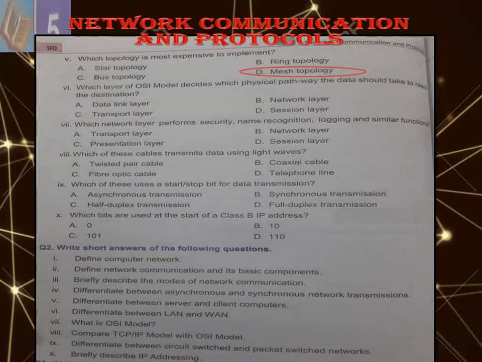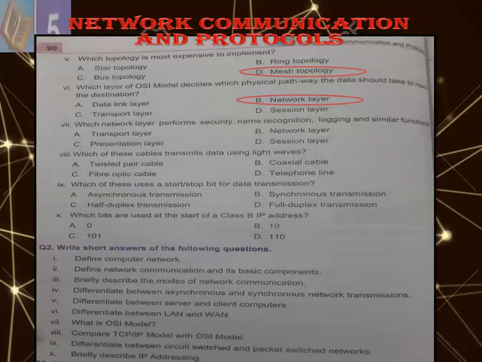Then, which layer of the OSI model decides which physical path the data should take to reach the destination? Data link layer, network layer, transport layer, or session layer? Yes, network layer. The network layer is responsible for the physical path of your data communication from source to destination computer.